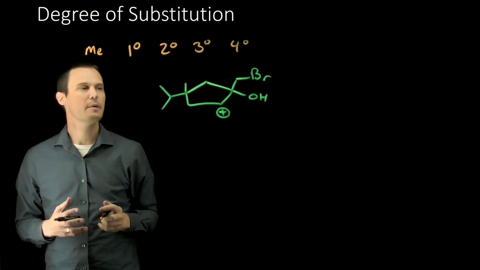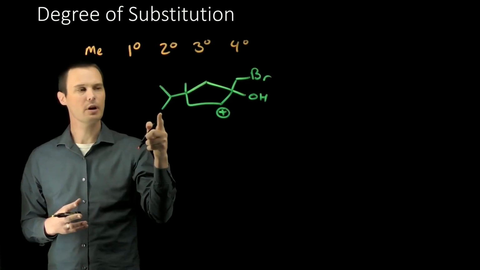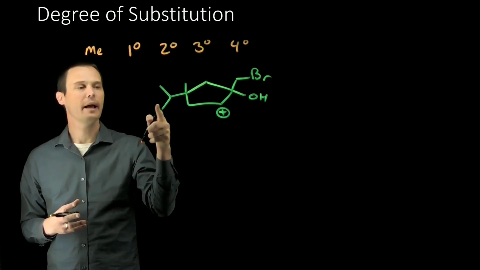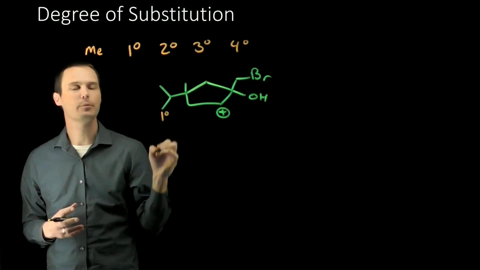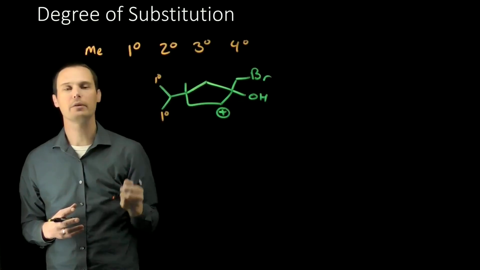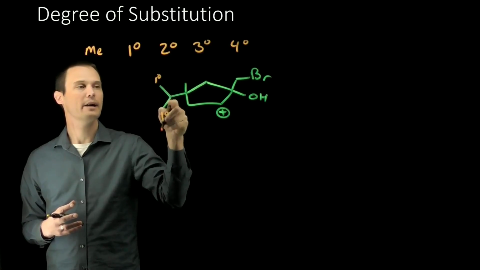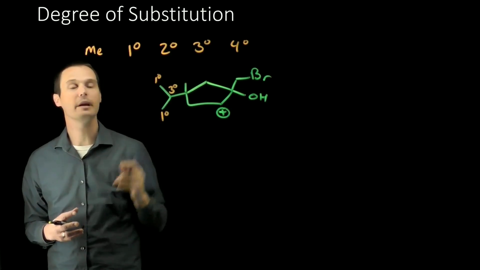Let's look at this molecule here and see if we can start to identify the degree of substitution of some of these carbon atoms. We'll start on the left side. This carbon atom on the end has 3 hydrogens attached and is attached to 1 other carbon. That makes this carbon a primary carbon. This carbon would also be primary for the same reason. This carbon is only attached to 1 other carbon. This carbon here has 1 hydrogen attached and is attached to 1, 2, 3 other carbons. That makes this one a tertiary carbon.